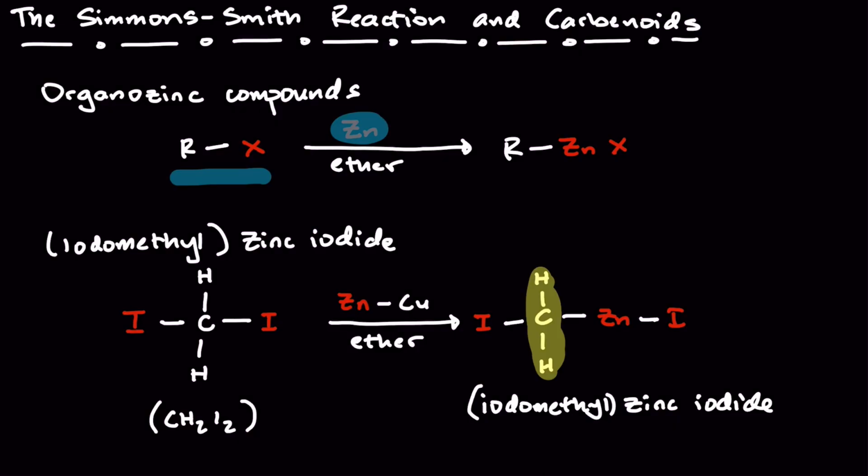What we're going to see in the reaction moving forward is that this particular reagent is an excellent source of that CH2 group, where that CH2 group can be transferred onto an alkene in this reaction. So just take note of that highlighted spot on your iodomethyl zinc iodide.